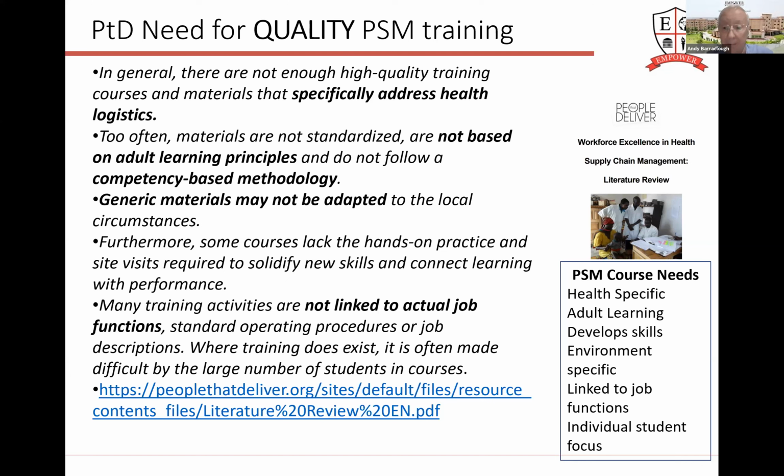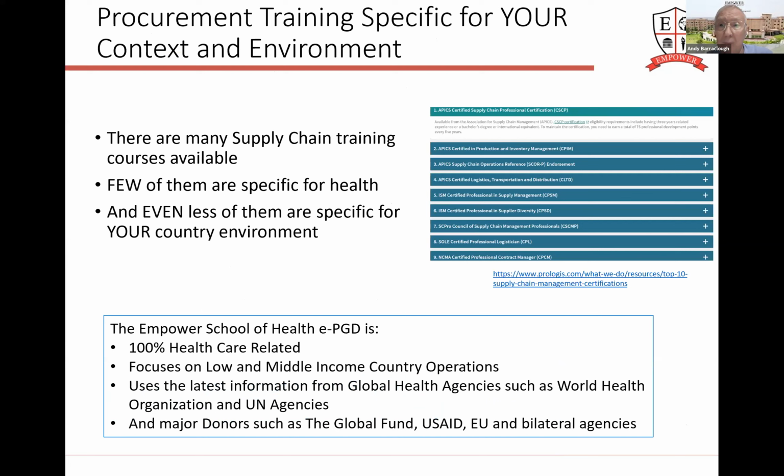There are lots of good training courses for procurement. CIPS, Institute of Purchasing and Supply, is an excellent training course, but it's not specific for health. It's not specific for low-income countries. The training needs to be health and low-income countries. And of course, the course you're following is exactly that. It's 100% health, and it's related to low and middle income countries.